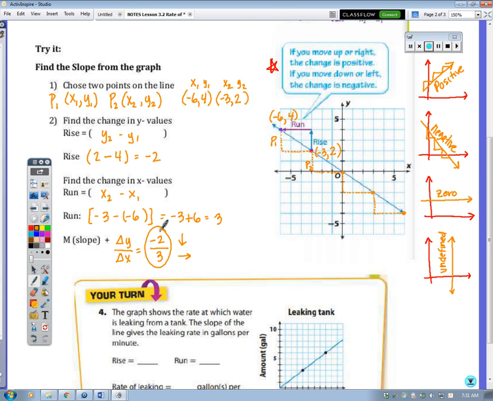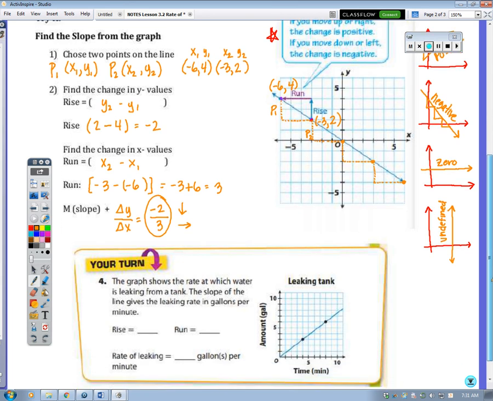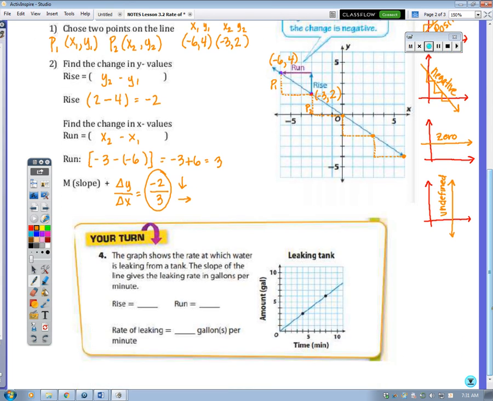Okay, so we've got to go ahead and try one on your own. So what I want you to do here is go ahead and pause the video and try it on your own, and then once you've solved it, go ahead, press play, and see if you solved it correctly.